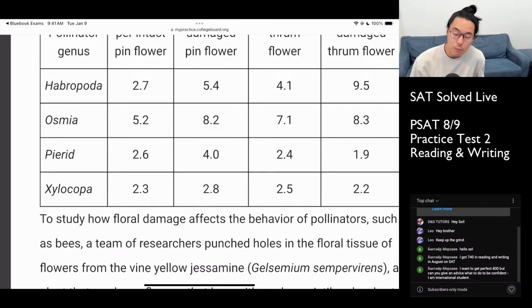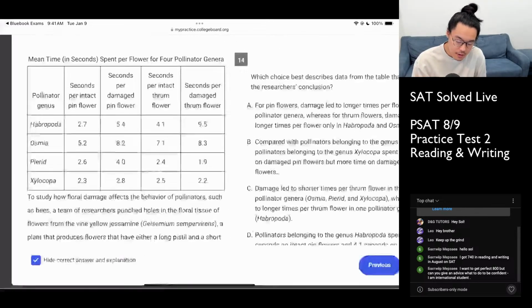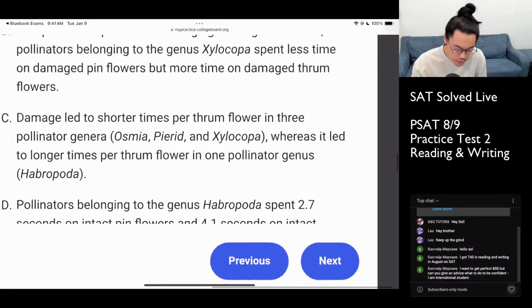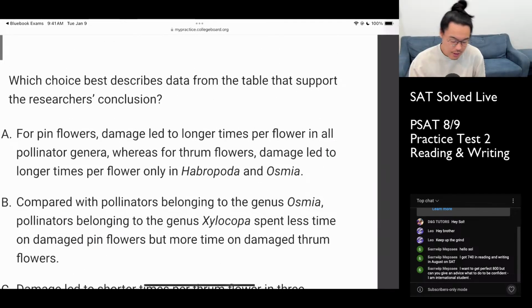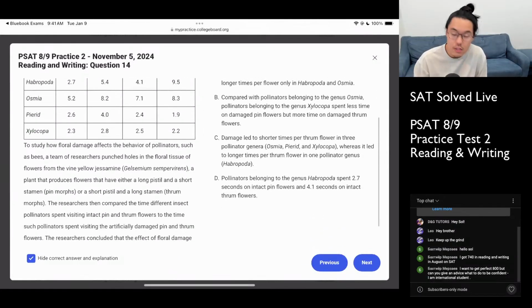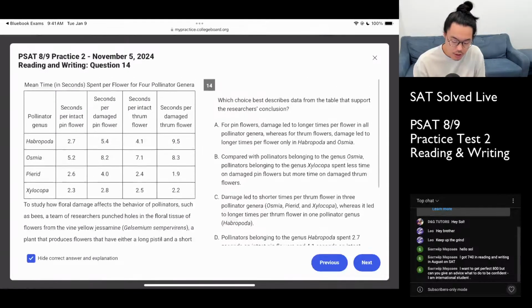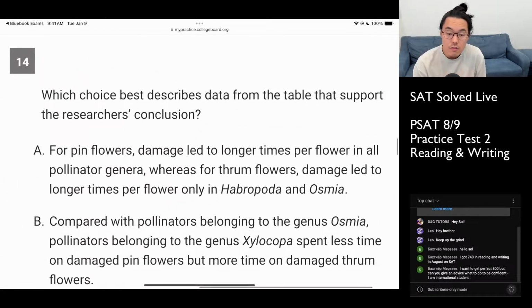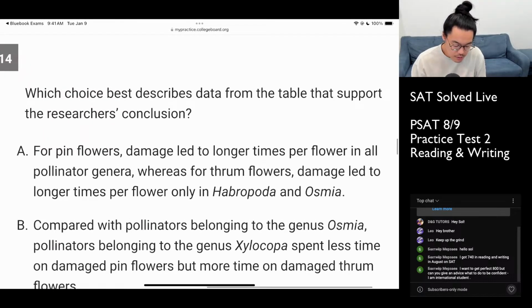So when I'm looking for a match for P and X, it means that either I'm going to look for PX or I'm looking for HO. And so if I were looking for PX or HO, then I would have stopped at A. But for whatever reason, that part of my brain didn't turn on, so I was only literally looking for P and X only instead of HO as well. If I had looked for HO, right, which is the opposite of P and X, then I would have looked at A, and then I would have been like, damage led to longer times per flower in all pollinator genera.